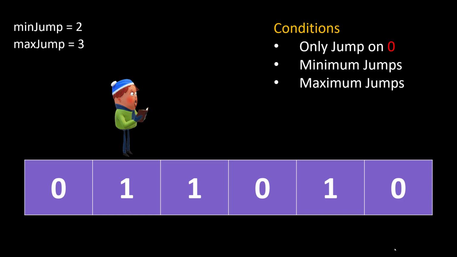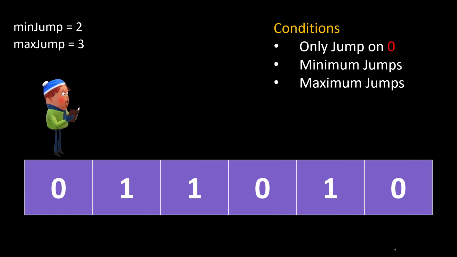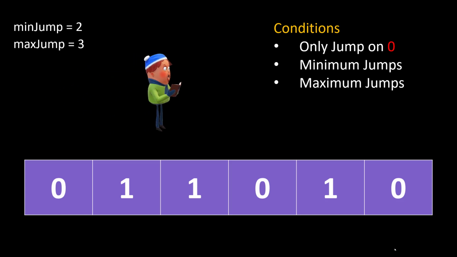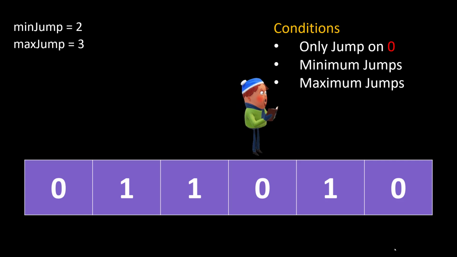Now, the jump that we made from index 0 to index 1 is not a valid jump because the value at index 1 is 1, which does not satisfy the first condition. So what will be a valid jump? A valid jump should be in the range of minimum and maximum jump and only to an index whose value is 0, which means this becomes our valid jump from index 0 to index 3. The jump is made to an index whose value is 0. It is well in range between the minimum and maximum jumps.